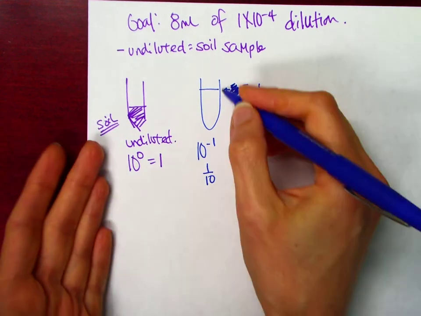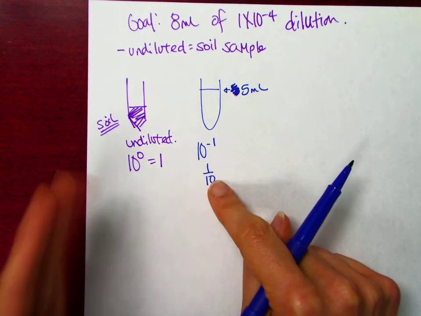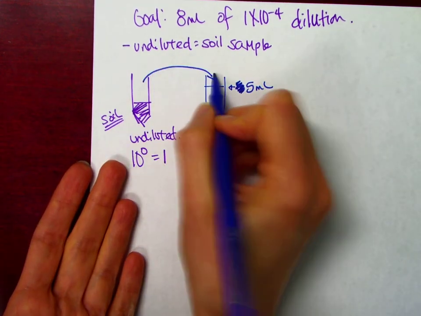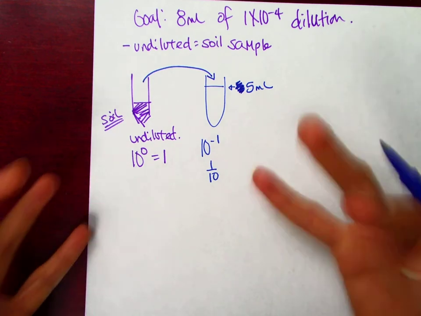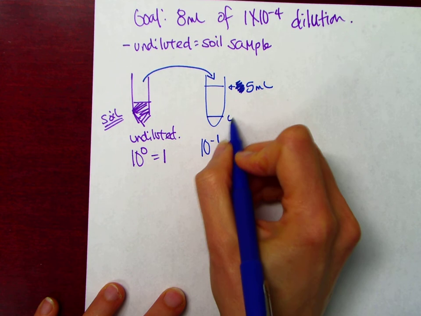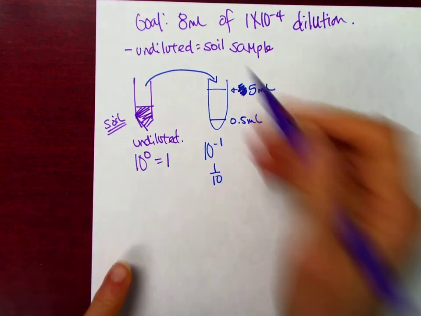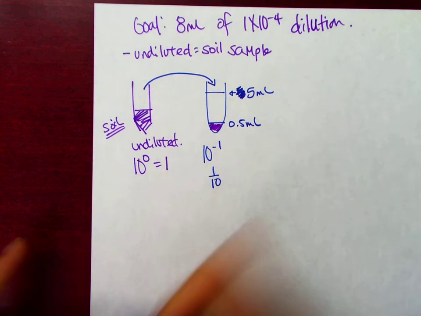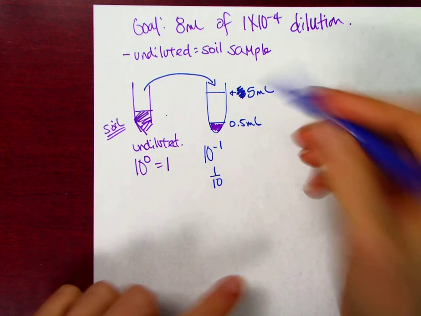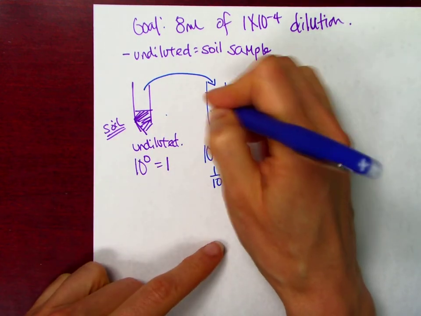Okay, so if our total is 5 mils, and we know that this is going to be 1/10th as strong as this, then we're going to move over from here 1/10th of the total volume. So if we're making 5 mils, then we need to move 0.5 mils from the previous tube. Okay, so now 10%, or 1/10th of our new tube is the previous stuff, and then we're going to add the remainder water.